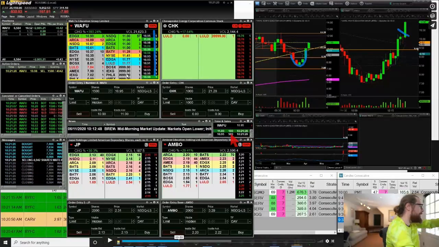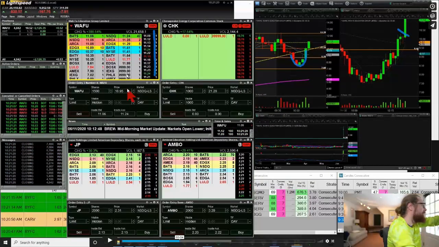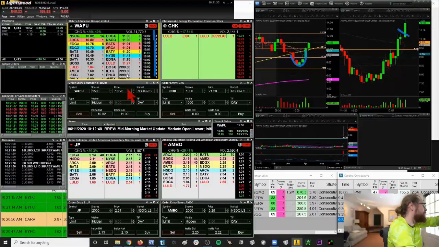Now taking a little off the table, offsetting right there. There's 11.20 on the ask. Not filling. See how those orders are kind of not filling super well? And then it drops back down. Holding 1,400 shares now at 10.42.